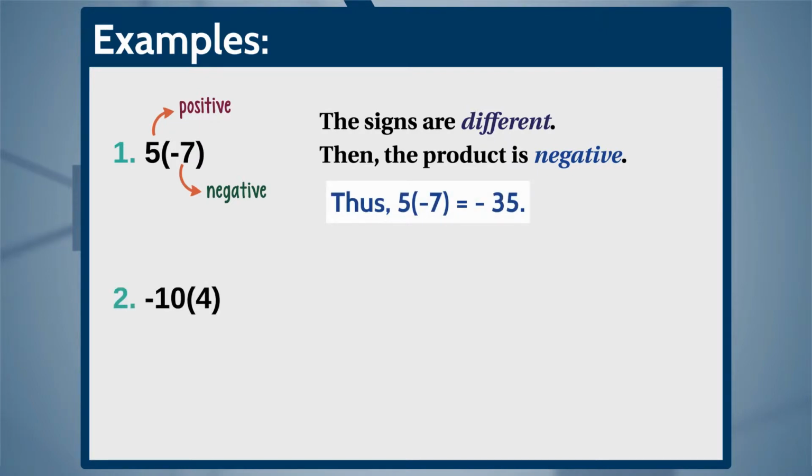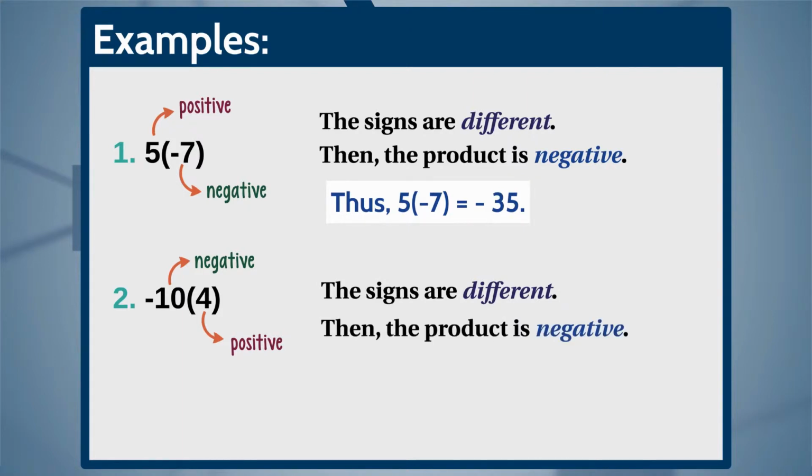For number 2, find negative 10 times 4. Start by identifying the signs. Negative 10 is negative, while 4 is positive. The signs are different. According to the rule, the product of two integers with different signs is always negative. Then, the product is negative. Thus, negative 10 times 4 equals negative 40.